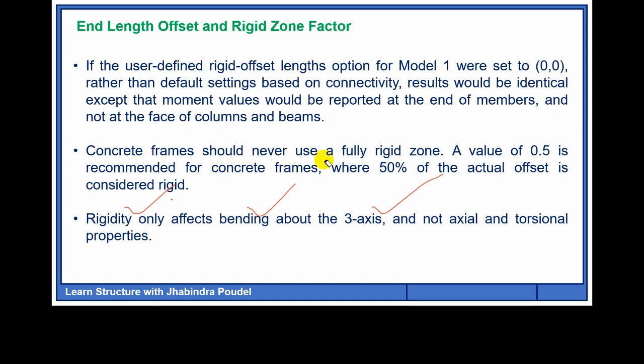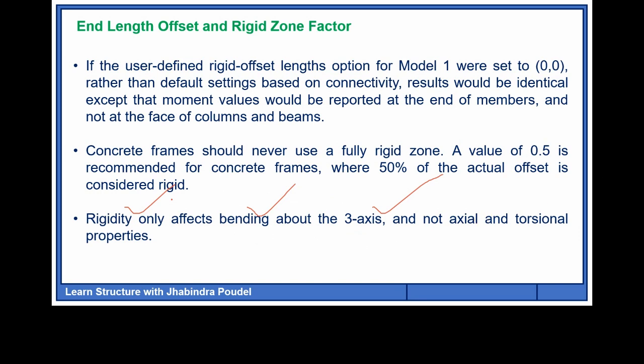Concrete frames should never use a fully rigid zone. A value of 0.5 is recommended for concrete frames, where 50% of the actual offset is considered rigid. So rigidity only affects the bending about the two axes, as well as shear deformation, but not the axial and torsional properties of the structure.